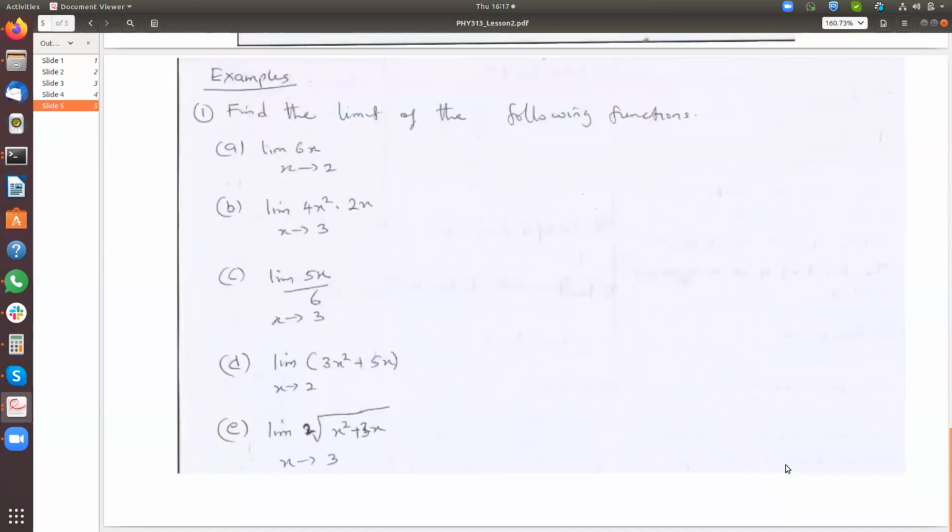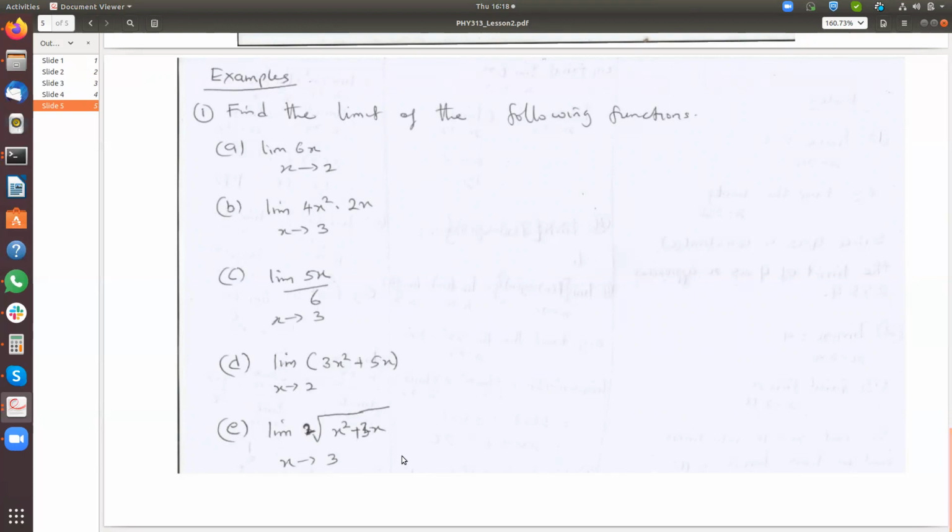I expect you to look at these problems, then solve all of them yourself. The first example says find the limit of the following functions. The limit of 6x as x tends to 2. The limit of 4x squared minus 2x as x tends to 3. Then the limit of 5x over 6 as x tends to 3. Then the limit of 3x squared plus 5x as x tends to 2. Then the limit of the square root of 2x squared plus 3x as x tends to 3.